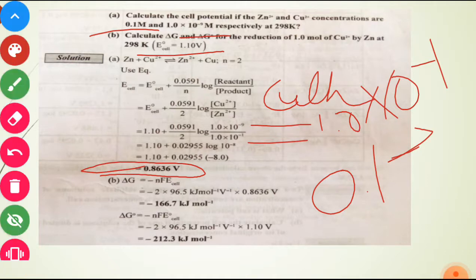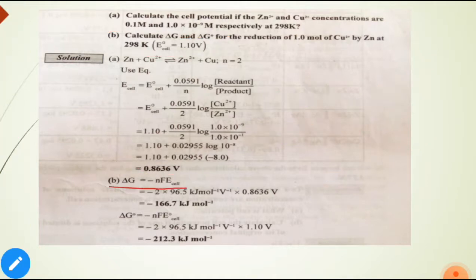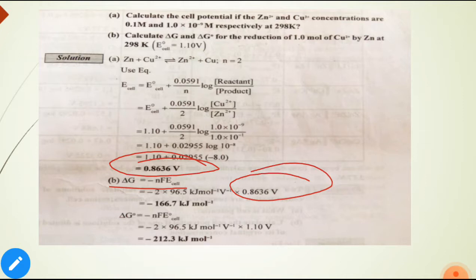Next we have to calculate the free energy of the system. We all know that delta G is equal to minus NEF. Here N is equal to 2, into Faraday's constant, that is 96,500 per mole per volt, and into E cell. Here we are calculating the E cell value, and it is substituted here. Then after substituting all those things, we get the answer delta G is equal to minus 166.7 kilojoule per mole. Next they are asking the standard free energy, that is delta G naught.